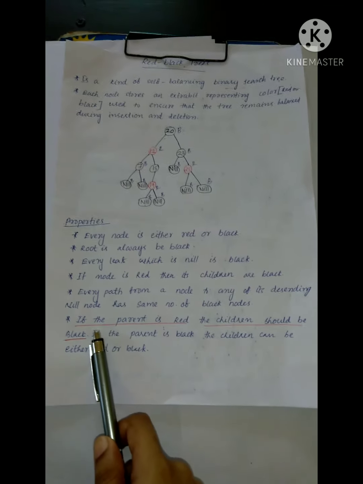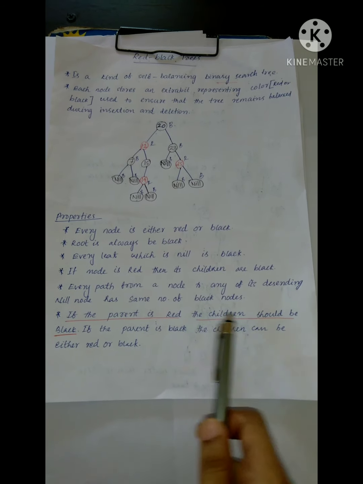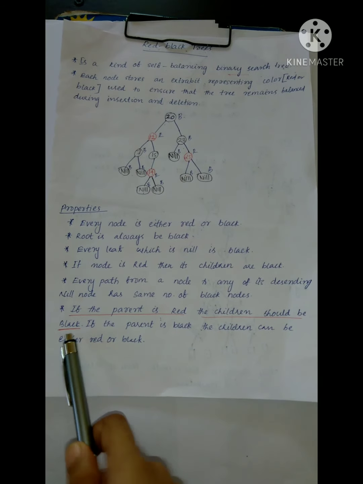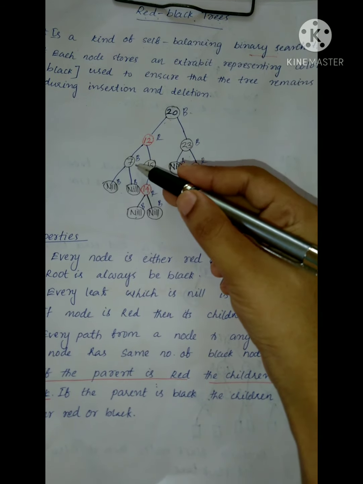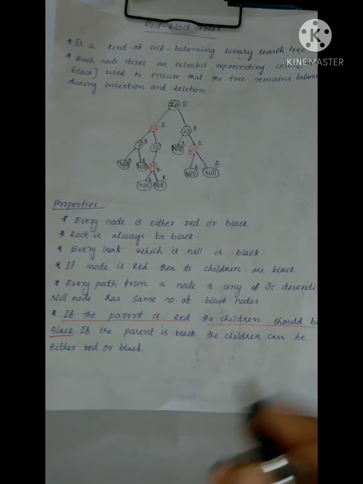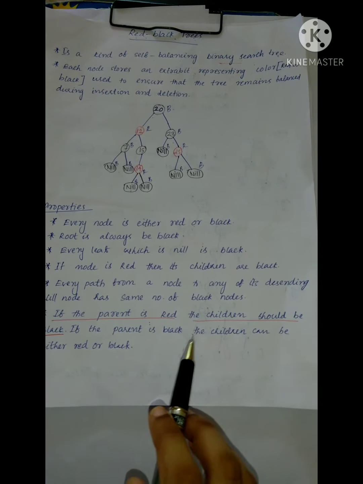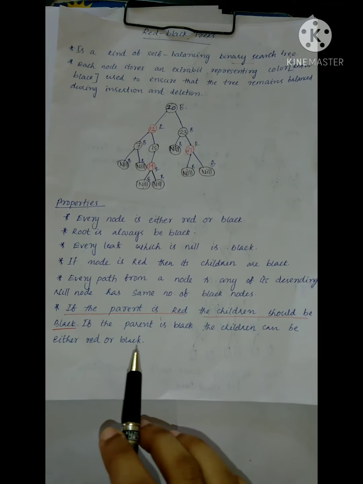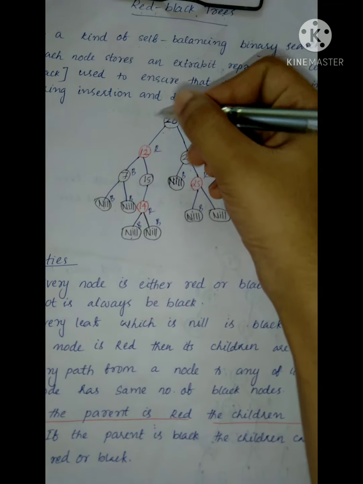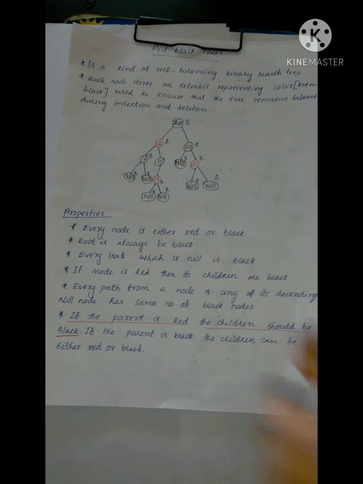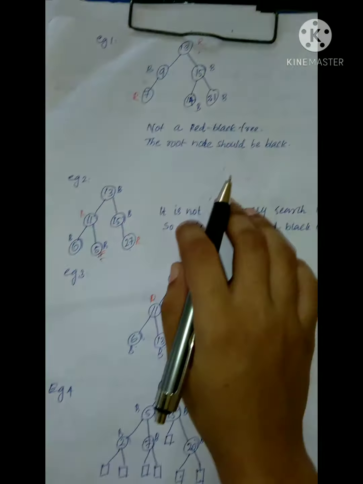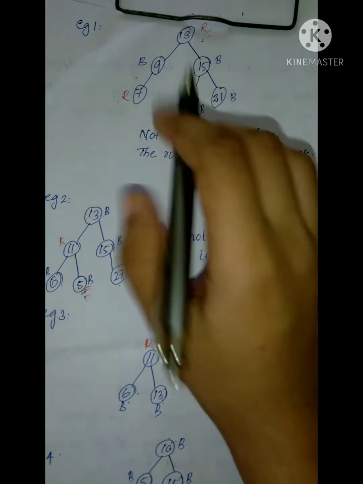If the parent is red, the children should be black. If the parent is black, the children can be either red or black. Those are the main properties. Now let us check some examples.